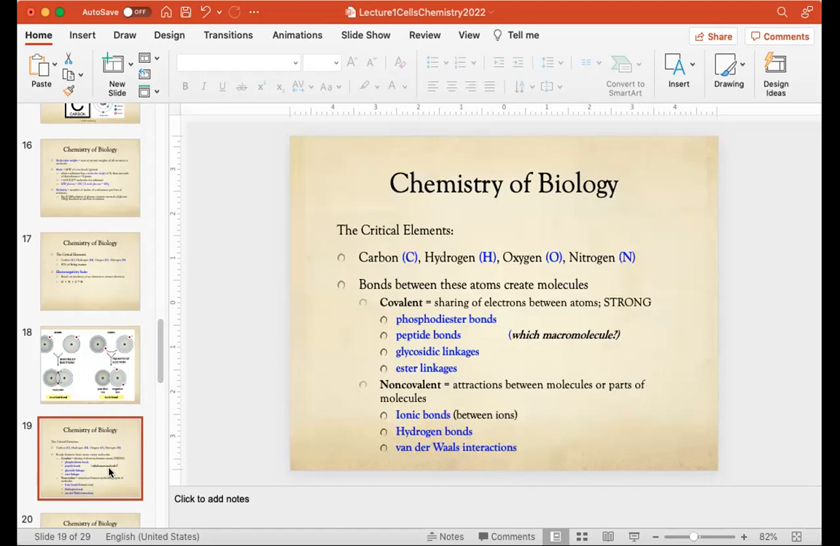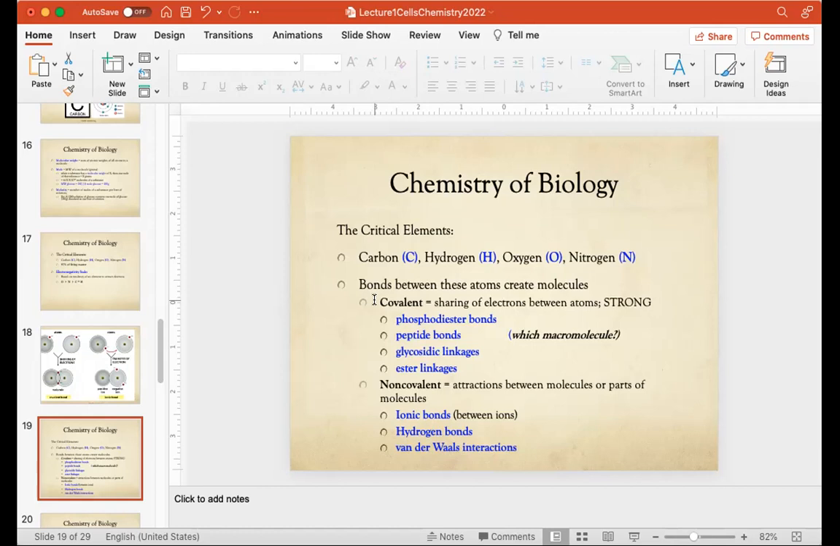So covalent bonds, very important to us in cell biology, but there are non-covalent bonds that are important too. Ionic bonds are one of them. And then there's two other types of bonds we need to be familiar with. These are non-covalent. One is called a hydrogen bond, and one is called a van der Waals interaction. Covalent bonds, the sharing of electrons, they are very strong, hard to break. Within a cell, there are actually different types of covalent bonds because they're in different molecules.